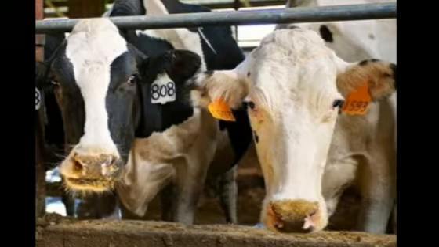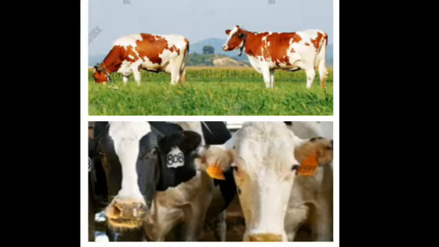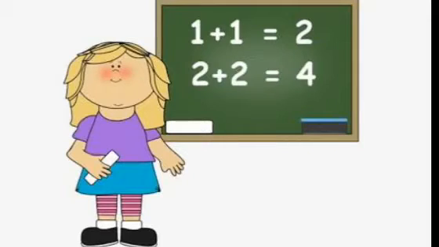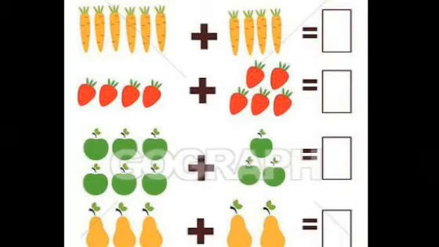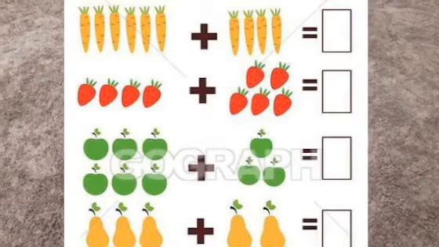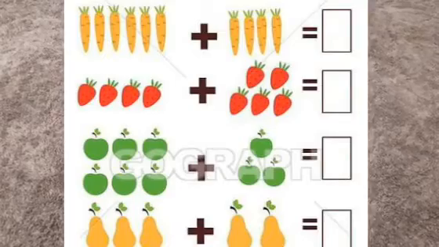Now, children, let's find out how many cows are there all together. 1, 2, 3, 4. So, children, there are 4 cows in Uncle McDonald's farm. Children, this is called addition. Now, let me show you some more examples of addition. Children, let's see a few more examples of addition.